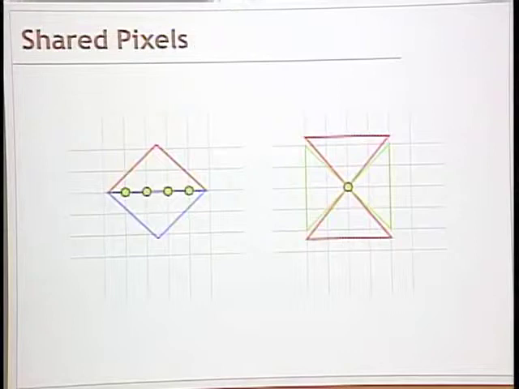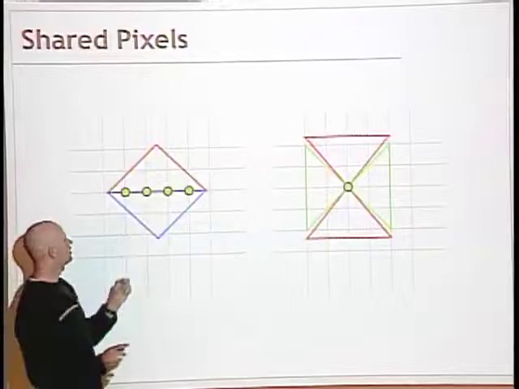So here I'm drawing two triangles on the left here. All right, a red triangle and a blue triangle. And those triangles happen to land on the same scan line. And that scan line is a place where we're taking pixel coordinates. All right? So, who owns those green points?